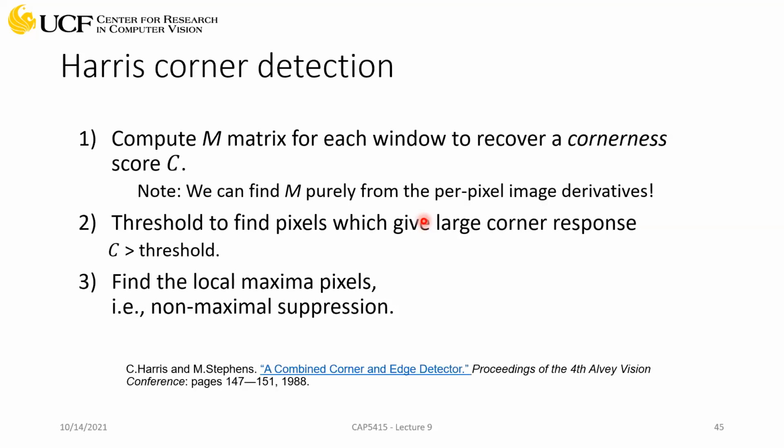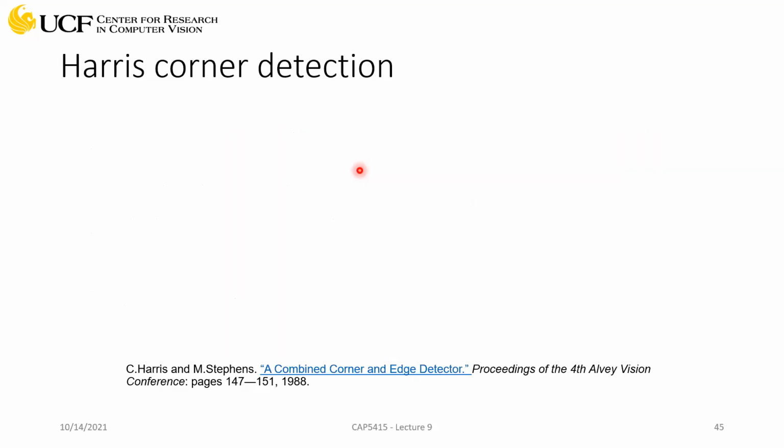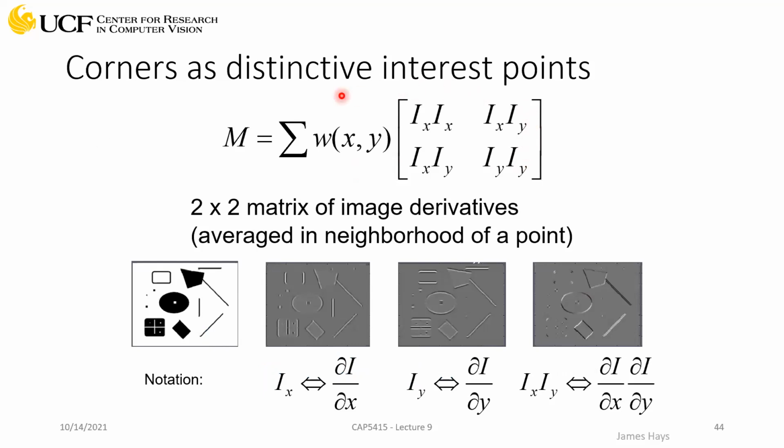Okay, so these are the steps for Harris corner detection. We are not going to implement this in any of the programming assignments, but you should know the steps. This might come in your midterm. The first step is you compute the M matrix for each window. This is your M matrix. Now this W(x,y) is a window function, which can be a step function or any weighted function like a Gaussian or something.